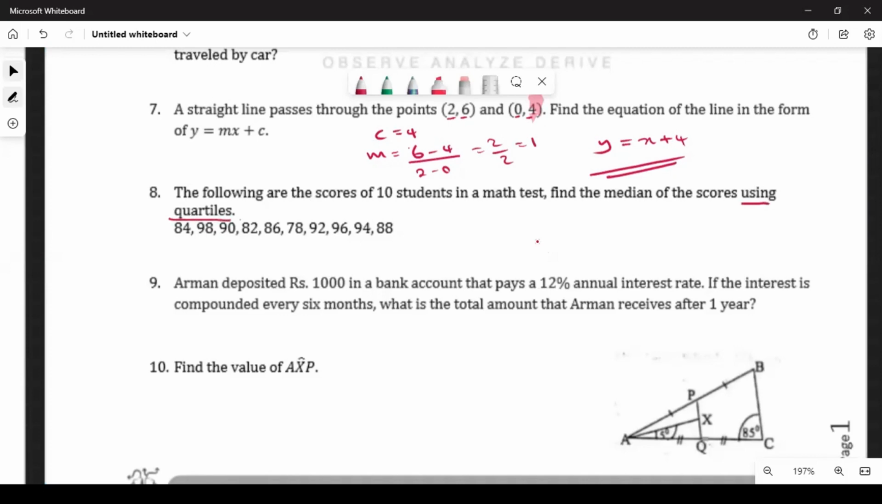So if you want to use the knowledge of quartiles, or whatever way you are doing it, first of all, you have to write these numbers in ascending order from the smallest to the biggest.